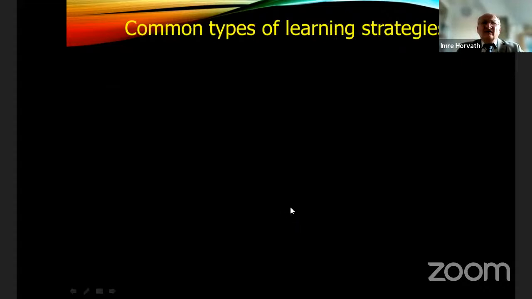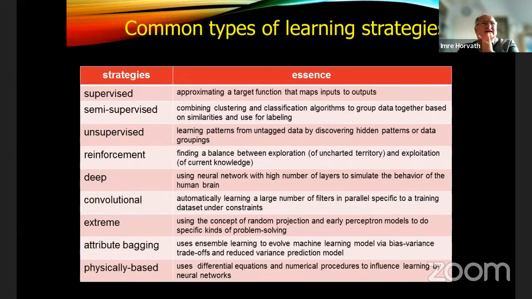So let's start with the common types of learning strategies, and most probably before a short interruption for questions, we can discuss some related things. So I mentioned that one of the prominent strategies is supervised learning. The essence of it is that it approximates a target function that maps inputs to outputs. Outputs are known and provided, inputs are known and provided, and the relationship between them is actually the task to figure out for this learning strategy.